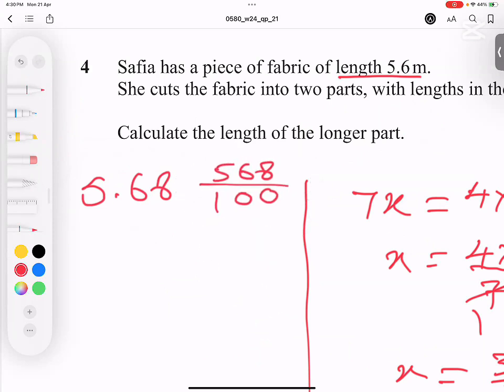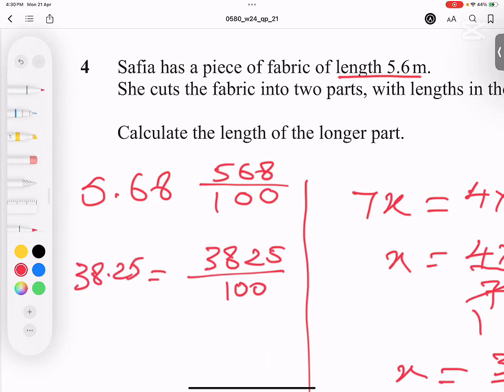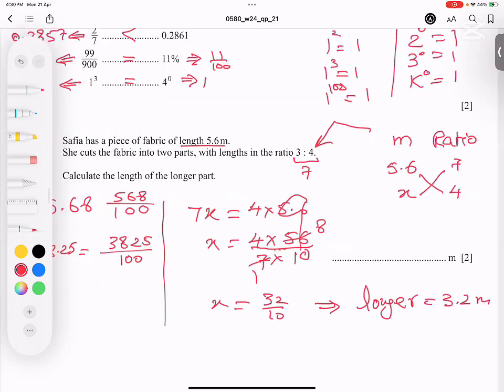Now, this is removing. And now if we have, for example, 3825 over 100, how to bring the decimal back? The decimal is hidden here. So it will jump two jumps, due to 2 zeros. So 1 jump and 2 jumps. So it becomes 38.25. So I showed you how to remove the decimal first of all and how to bring the decimal back.